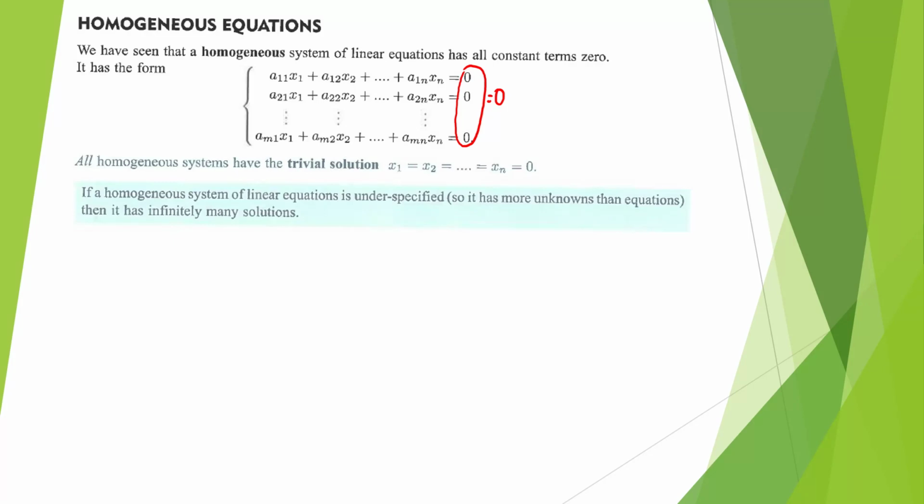If a homogeneous system of linear equations is underspecified, so it has more unknowns than equations, then it has infinitely many solutions. It means that underspecified means more unknowns than equations. So our system has many solutions.